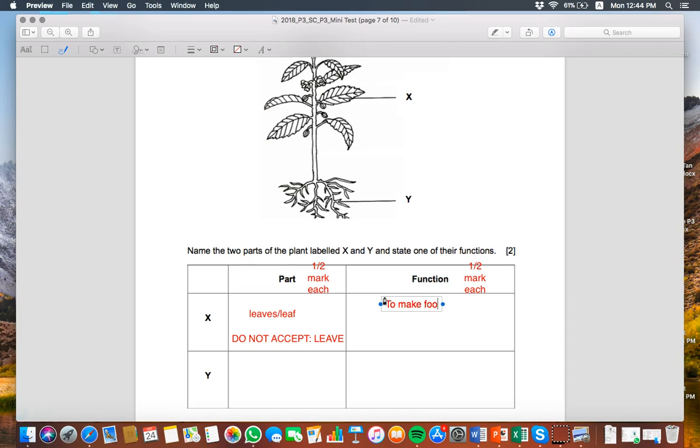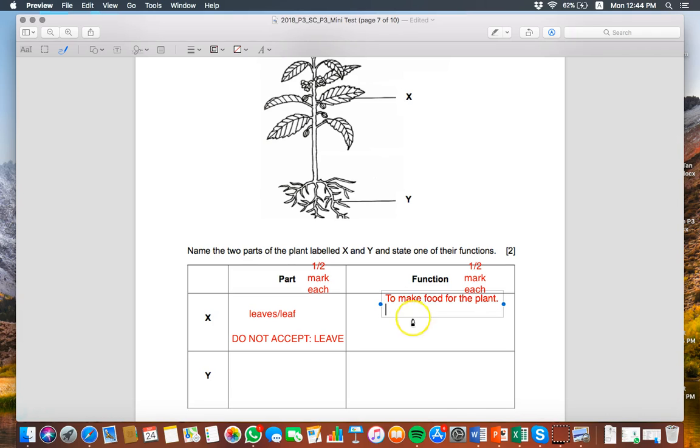So what is one function of the leaves? To make food for the plant. The keyword here is to make food. If you say to trap sunlight, what is the trapping of sunlight for? What do the plants need to survive? They need food, right? So you have to mention the word food because it is essential for the survival. If you write to trap sunlight itself, how does it help the plant? To make food for the plant. So we have this answer.